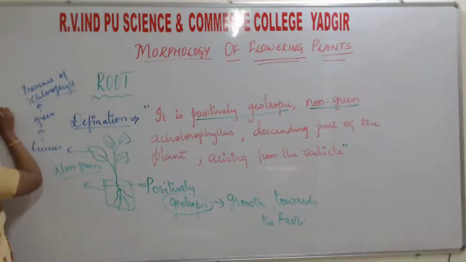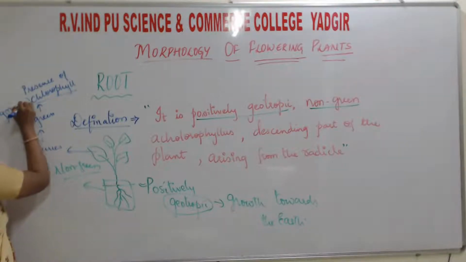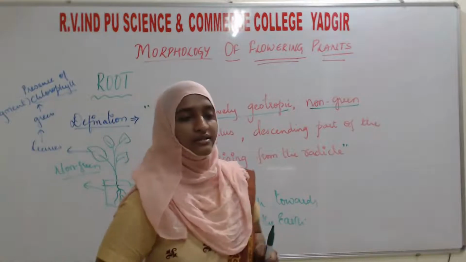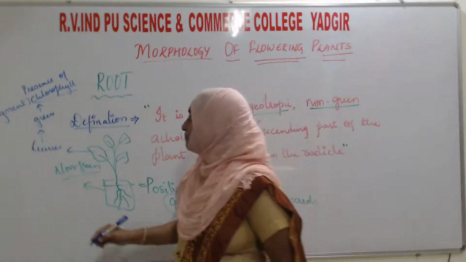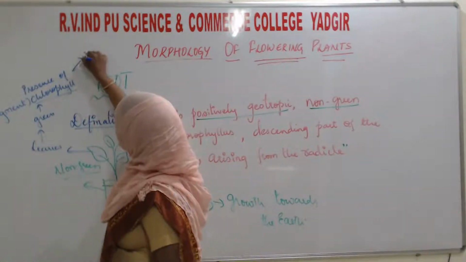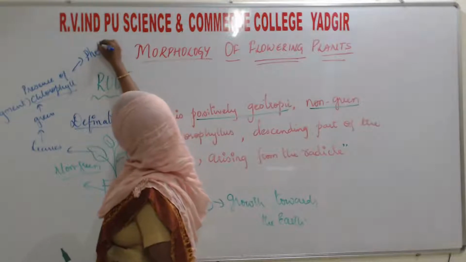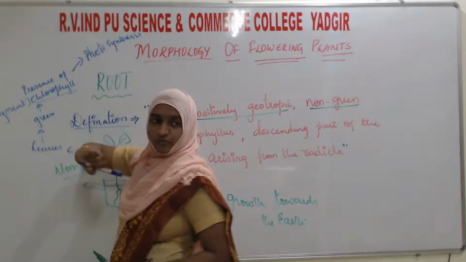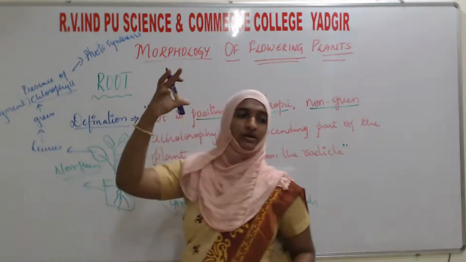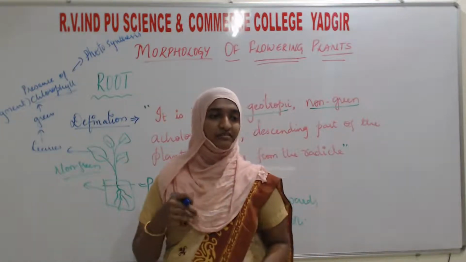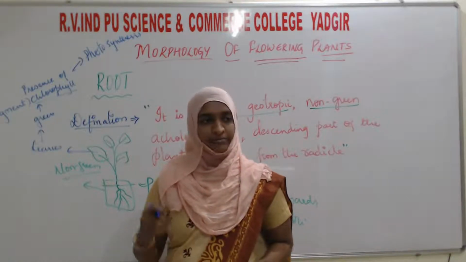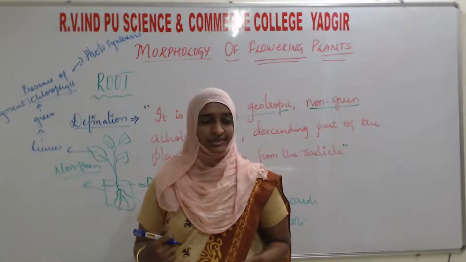What is it? A pigment. What is the name of that pigment? That is the chlorophyll pigment. What is the role of this pigment? This pigment will undergo a process of photosynthesis. What do you mean by photosynthesis? Photo means using, trapping the sunlight, they synthesize the food material. That is known as photosynthesis.